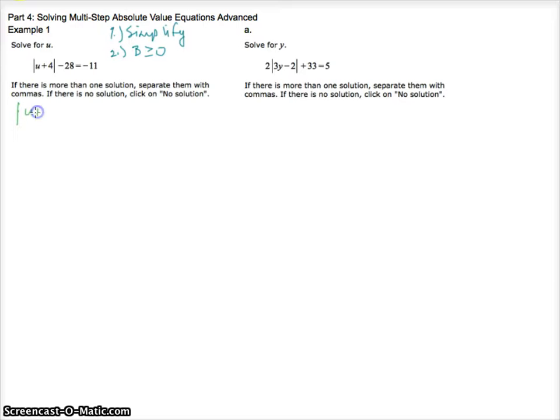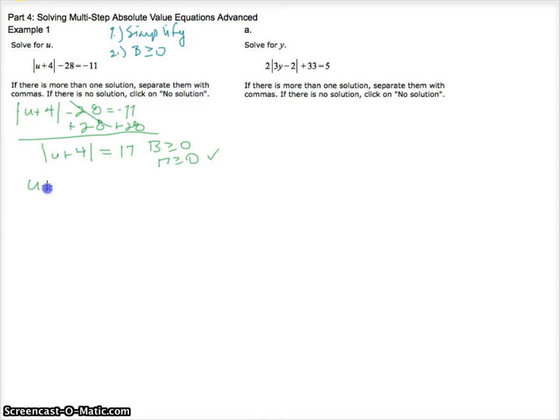So I have the absolute value of u plus 4, minus 28, equals negative 11. Now at first this doesn't look like it's going to work out well because right now the b is not greater than 0. But I can simplify. To get the absolute value of u plus 4 by itself, I'm going to add 28 to both sides. What that's going to give me is the absolute value of u plus 4 equals 28 minus 11, which is 17. Now I can check whether or not my b is greater than or equal to 0, so I would say 17 is greater than or equal to 0, and it is.